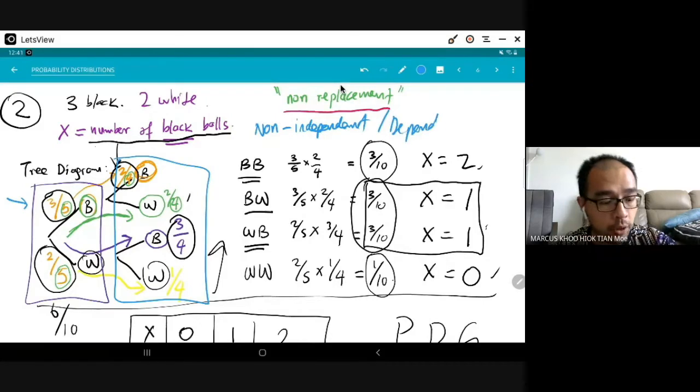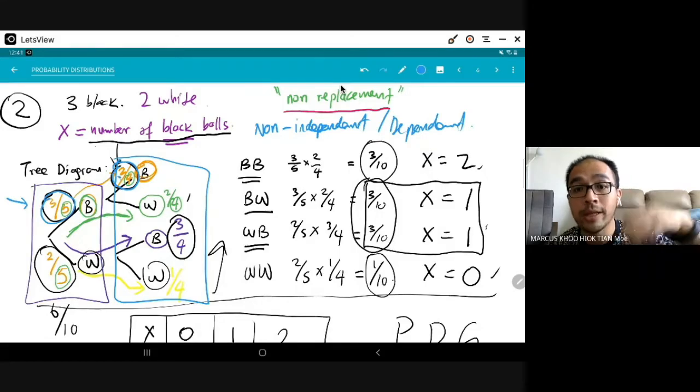Okay, because kamu tengok dia punya kebarangkalian kan 3/5, then the next round the kebarangkalian berubah sudah. Sebab kamu tidak letak balik itu bola. Bilangan bola di dalam kotak itu sudah berubah. Dia bukan lagi 5 bola, dia sudah jadi 4.